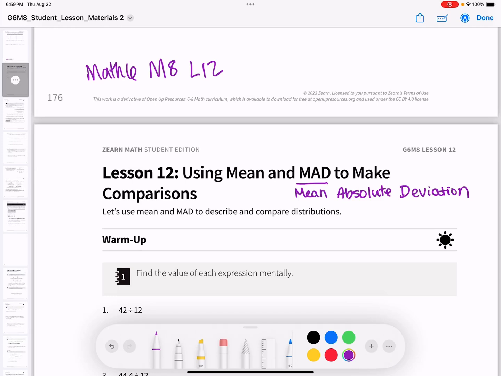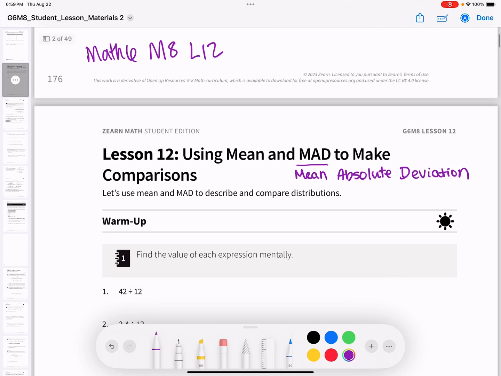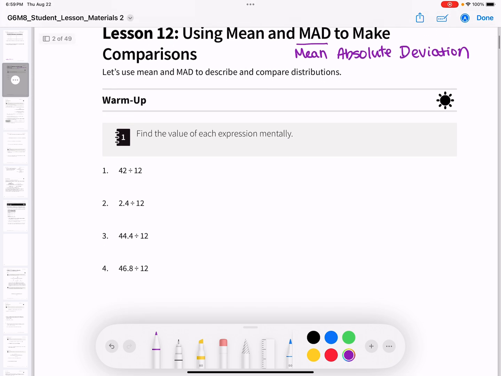Today we are going to do Math 6, Mission 8, Lesson 12. Lesson 12 is using mean and the mean absolute deviation to make comparisons. All right, so this is a mental math warm-up. You can take some time to try and figure that out. We're going to talk through the first one and then you can do the rest.